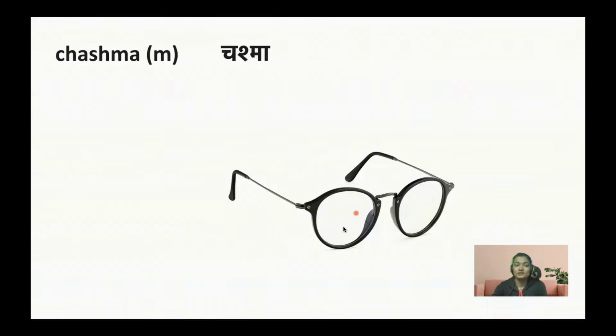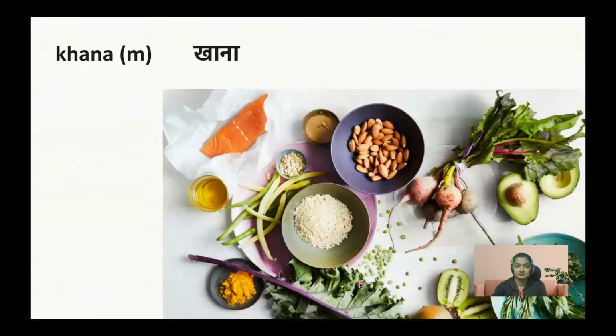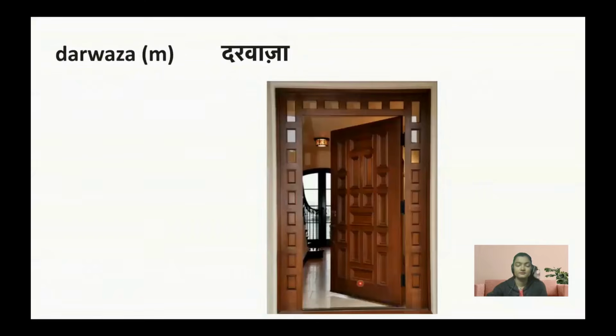Then another masculine word is chashma. Chashma for spectacles. Then we have khana. Khana is masculine. We have the same word khana for the noun as well as the verb. So to eat is khana and food is also khana. Here khana refers to food. Next is darwaza. Darwaza is door. Bada darwaza. Bada is big. Bada darwaza. I can't say badi darwaza.